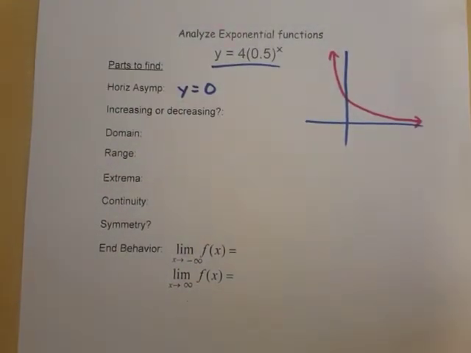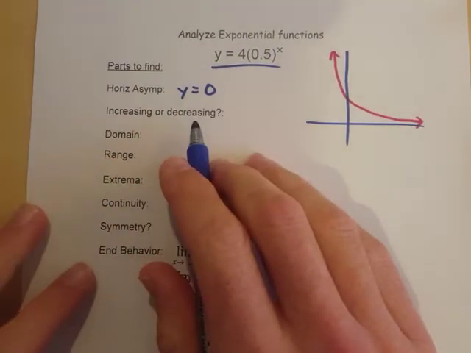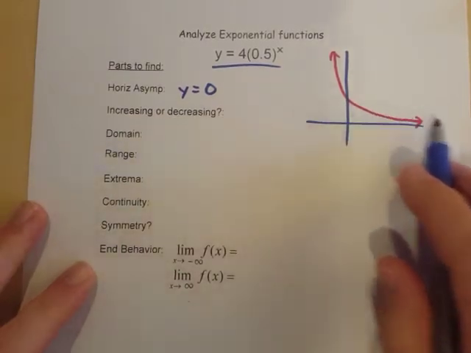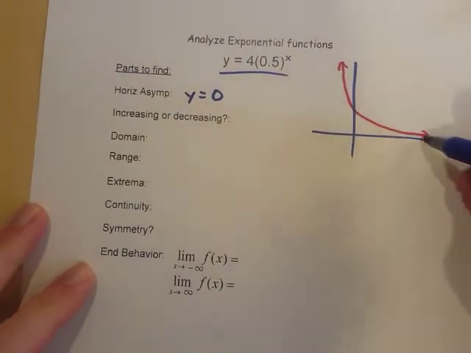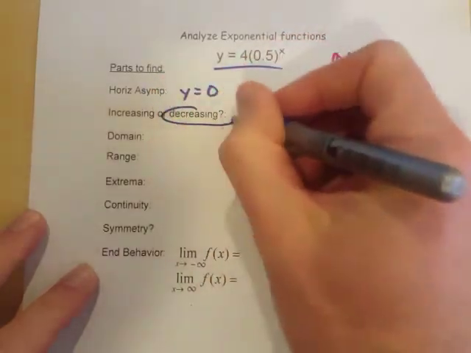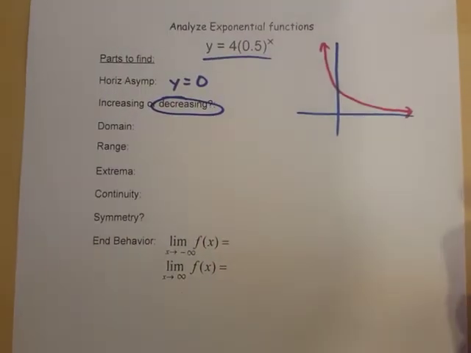Is it increasing or decreasing? Well, we always go from left to right, so this thing is traveling down. That is decreasing in this particular formula.